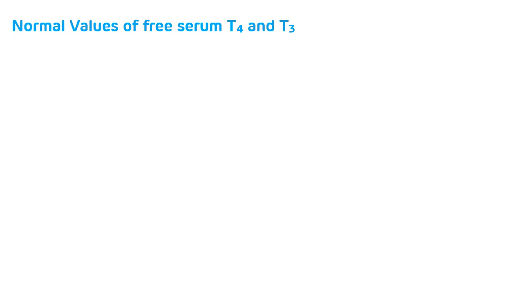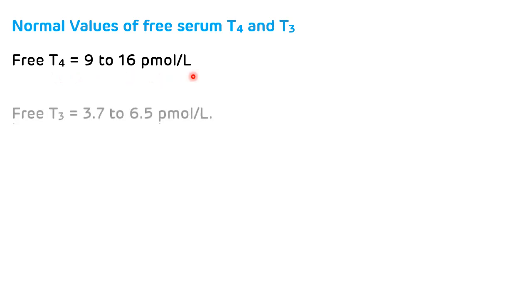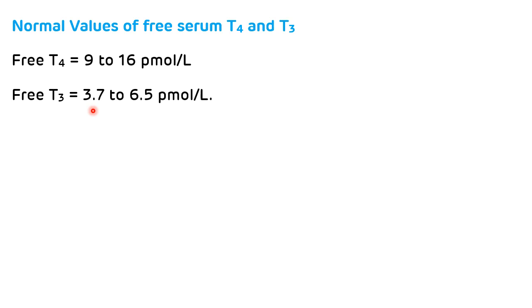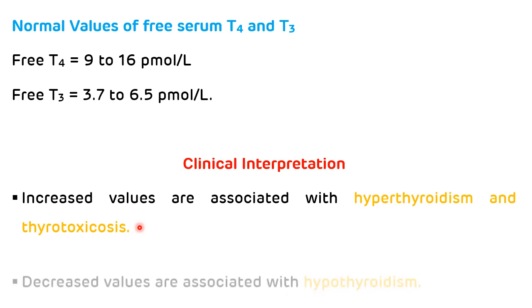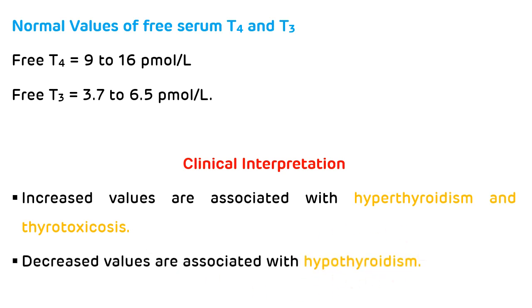Now normal values of free serum T3 and T4. So the normal value of free T4 is 9 to 16 picomole per liter. The normal value of free T3 is 3.7 to 6.5 picomole per liter. Now clinical interpretation of measurement of free serum T3 and T4. So increased values are associated with hyperthyroidism and thyrotoxicosis, and decreased values are associated with hypothyroidism.